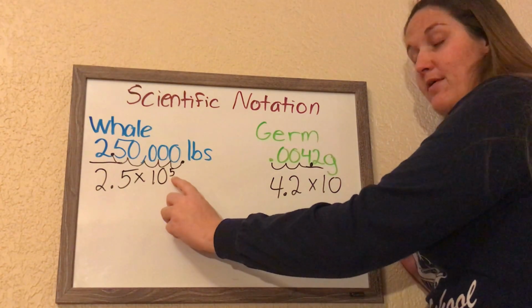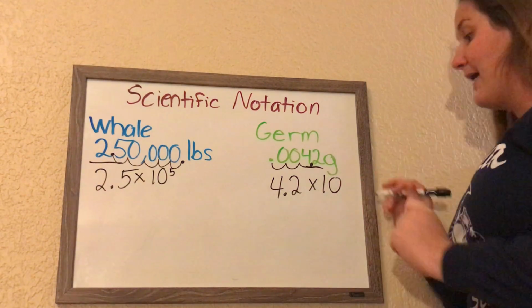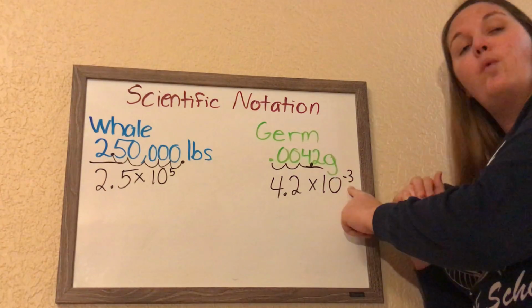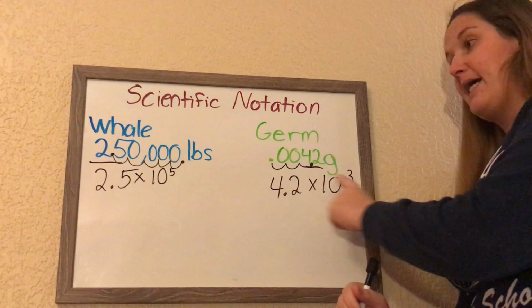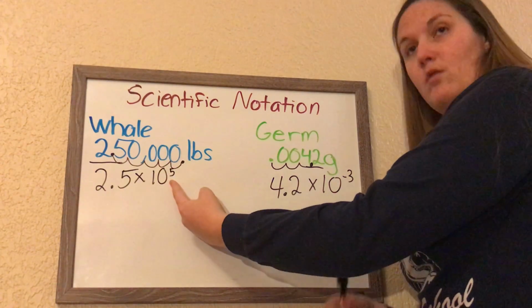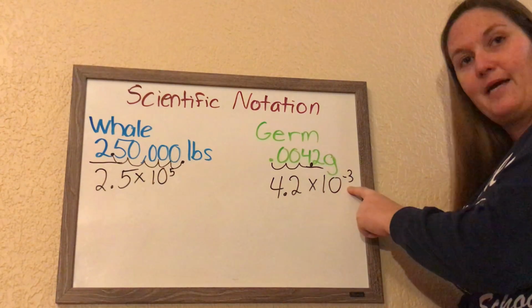When it's a big number, it's a positive exponent. When it's a small decimal, it's a negative exponent. Okay, so that's going to help you determine which way you're moving your decimal or whether it's a negative or positive exponent. Large numbers, large positive exponent. Small number, negative exponent.